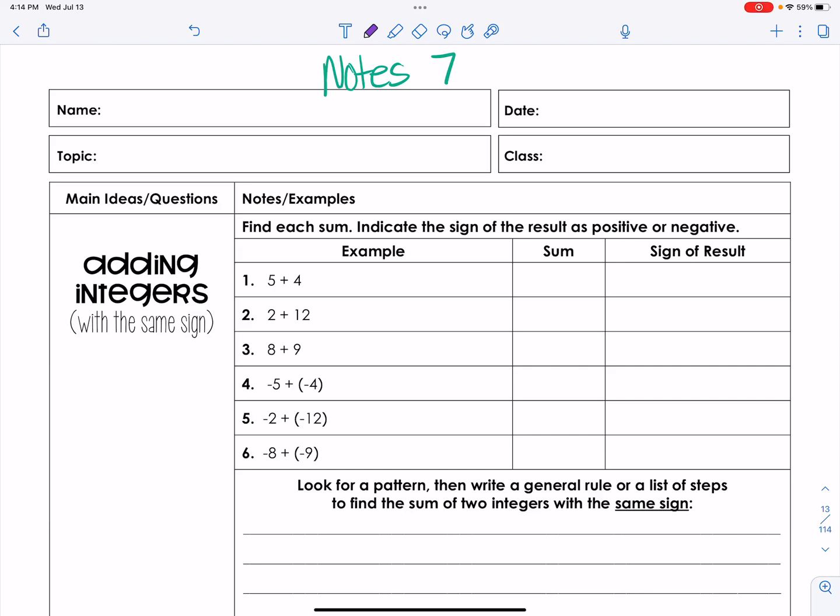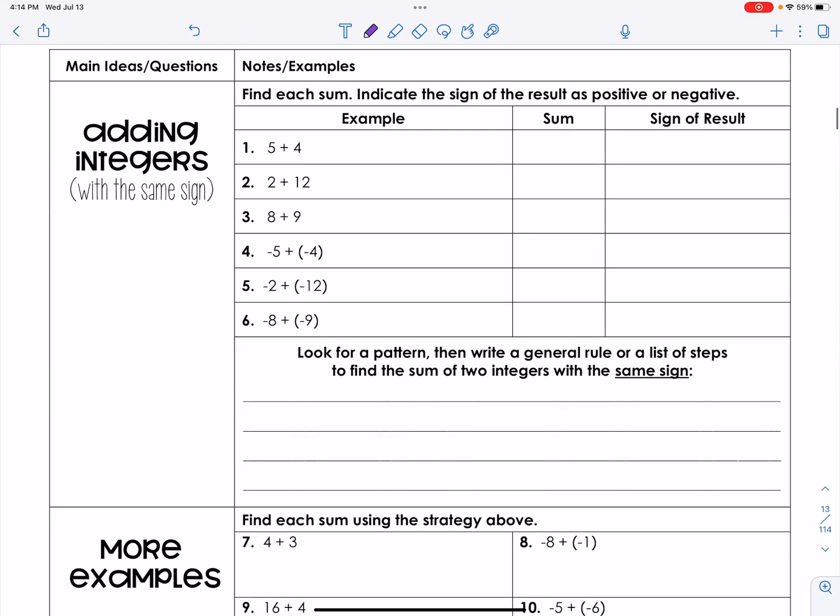All right, so you're doing notes on page 7. We're still just working with adding and subtracting integers. These signs are the same, so they're all yellow, so it's all positive. Your sum is 9 and the sign is positive. This is 14 and your sign is positive. This is 17 and your sign is positive.